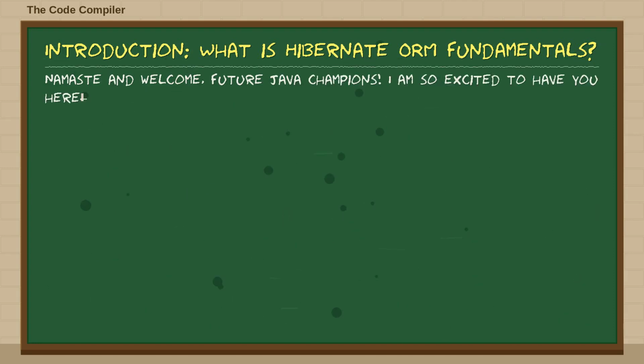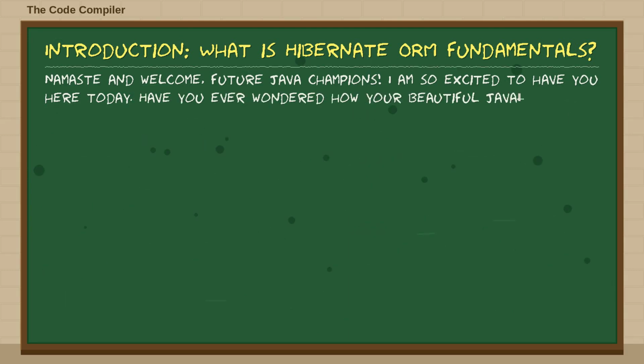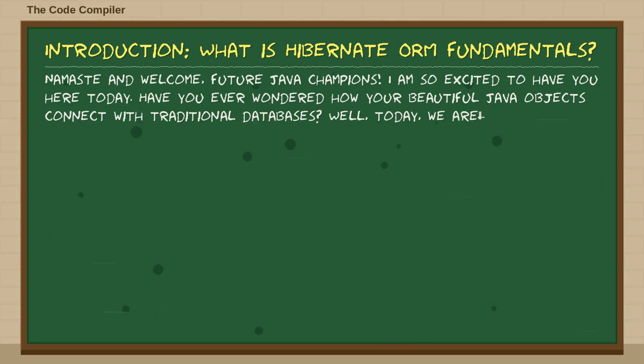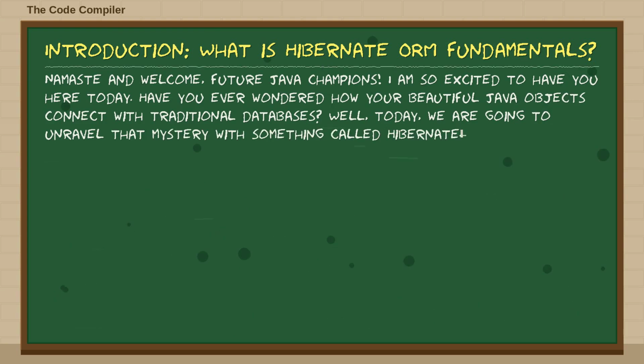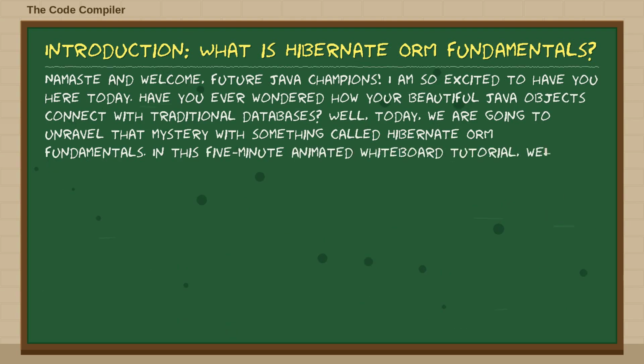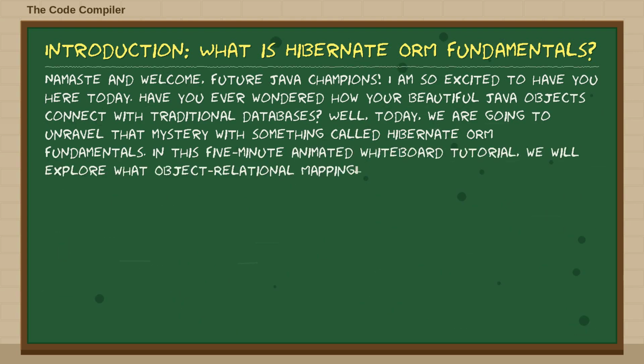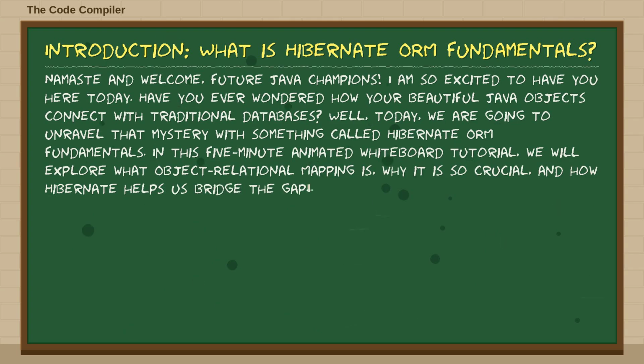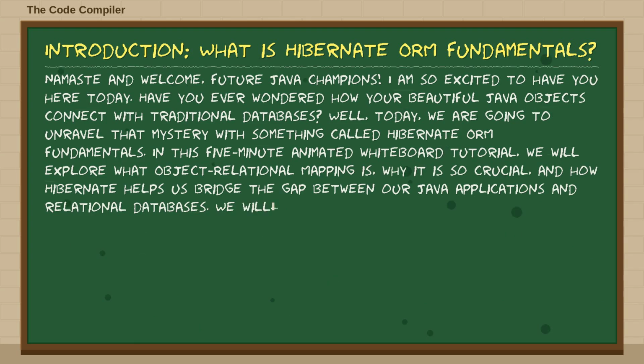Have you ever wondered how your beautiful Java objects connect with traditional databases? Well, today, we are going to unravel that mystery with something called Hibernate ORM fundamentals. In this 5-minute animated whiteboard tutorial, we will explore what object relational mapping is, why it is so crucial, and how Hibernate helps us bridge the gap between our Java applications and relational databases.